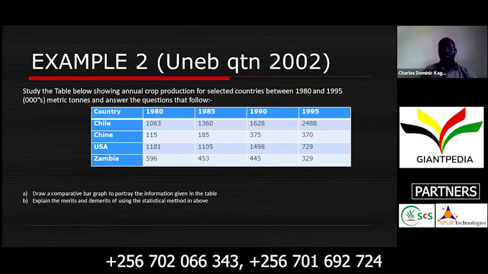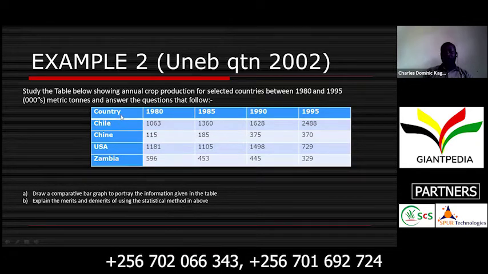Let's look at, for example, these figures that have been given to us, as this is a UNEB question, 2002. They are saying the table below shows annual cash crops for selected countries between 1980 and 1995 in metric tons, here given in 1,000. And then the question is given: draw a comparative bar graph to portray the information in the table. Like I have said, part B, explain the merits. Of course, there were part C and part D, which I have not brought here. But assuming this is the information that is given.